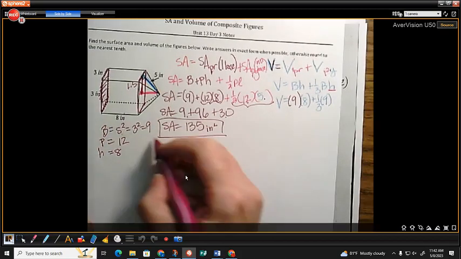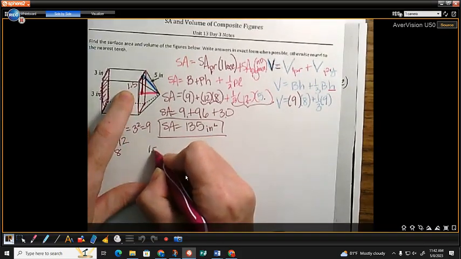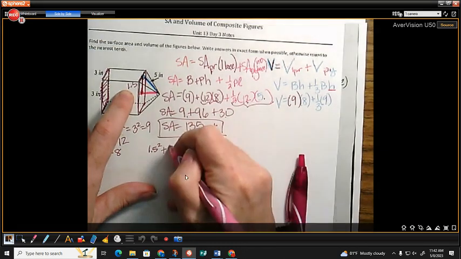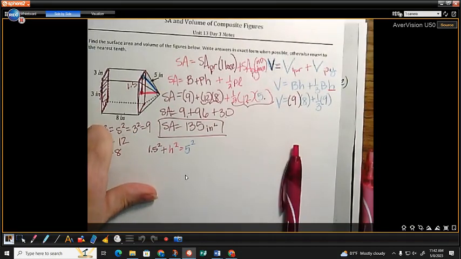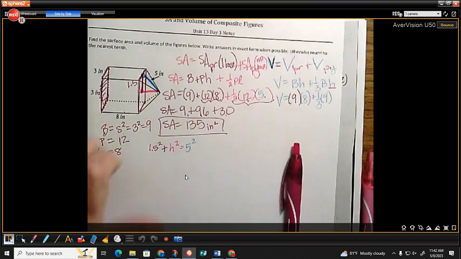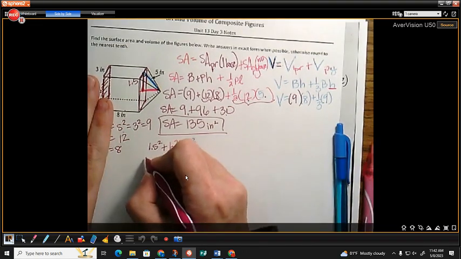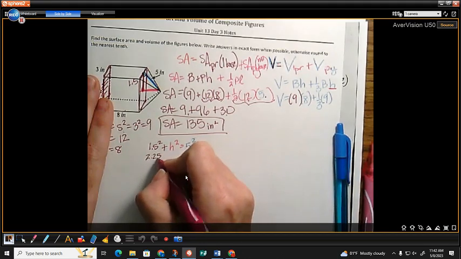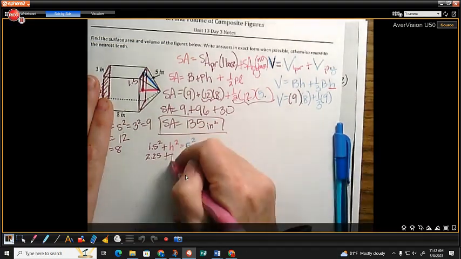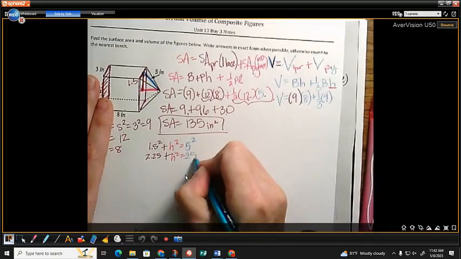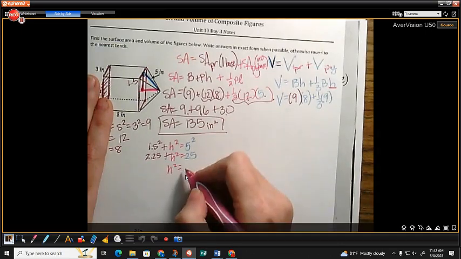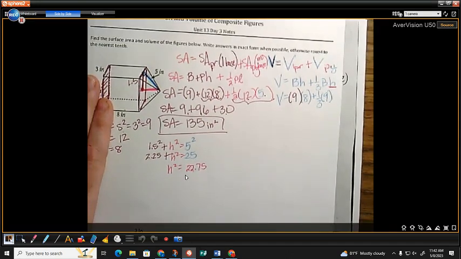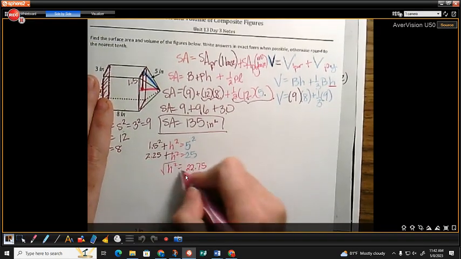So now I can do the Pythagorean theorem here and go 1.5 squared plus my height squared is going to equal my 5 squared. Okay? And so 1.5 squared is what? 2.25, I think? Plus your h squared equals 25. And so my height squared is going to equal, what, 22.75? But that's h squared. Do I want h squared? No. So you got to square root it.